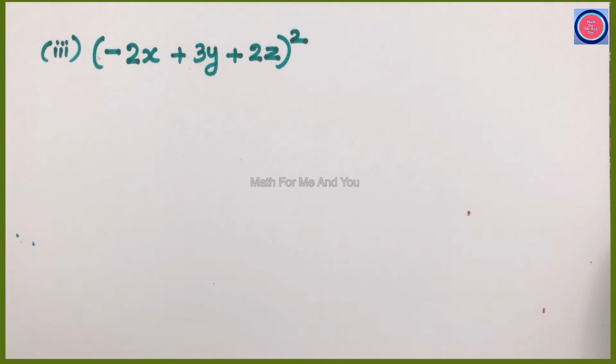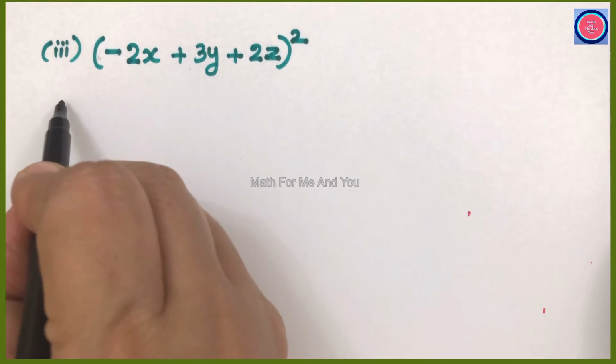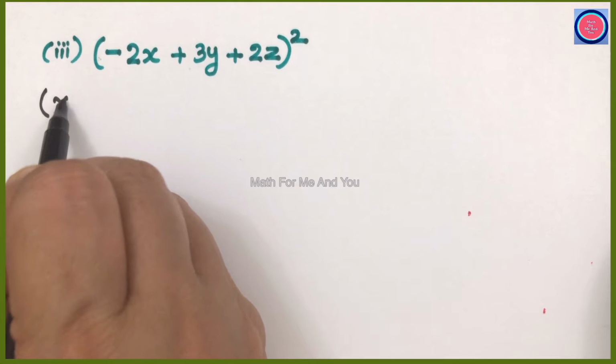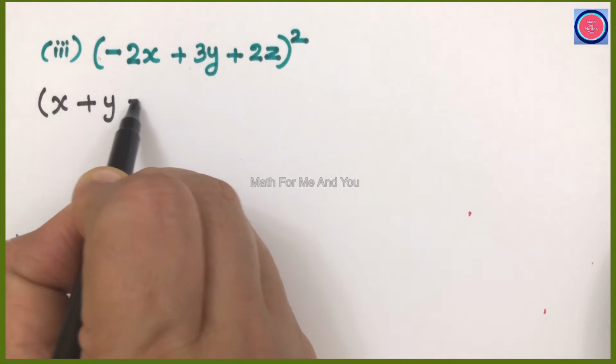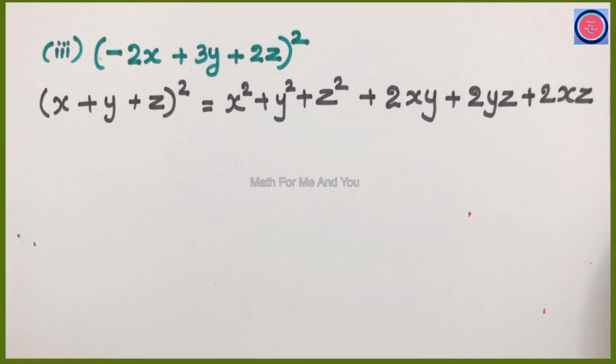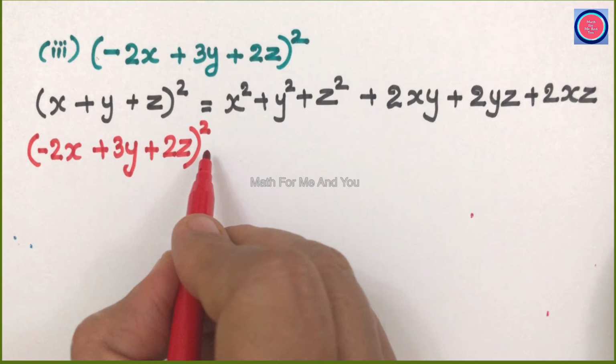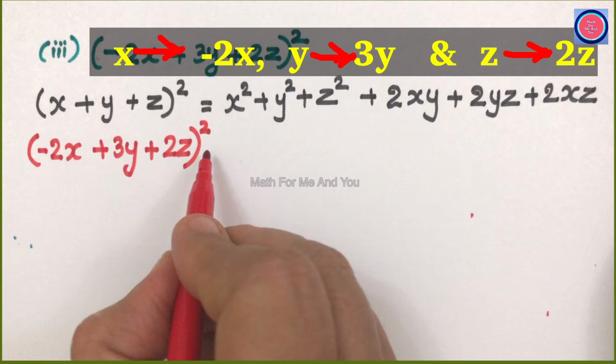Here we have to expand (-2x plus 3y plus 2z) the whole square. So first of all we will write the identity (x plus y plus z) the whole square, which is equal to x square plus y square plus z square plus 2xy plus 2yz plus 2xz. Now we will write the question below this identity and compare. So we can write the question, it is (-2x plus 3y plus 2z) the whole square. When we compare, we have to replace x with -2x, y with 3y and z with 2z.